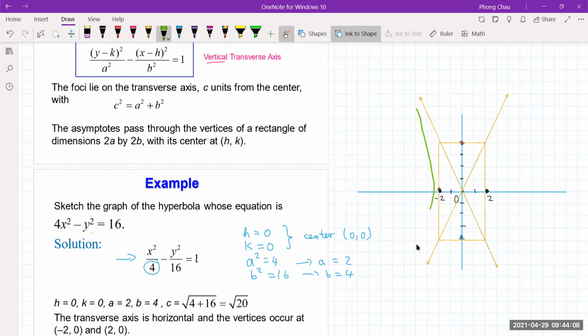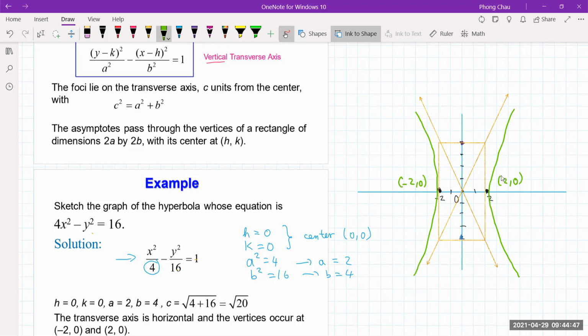I missed it. I can do a better sketch. Erase it. It's open like this. All right, so that is the hyperbola. And again, the vertices will be at -2, 0 and at 2, 0.